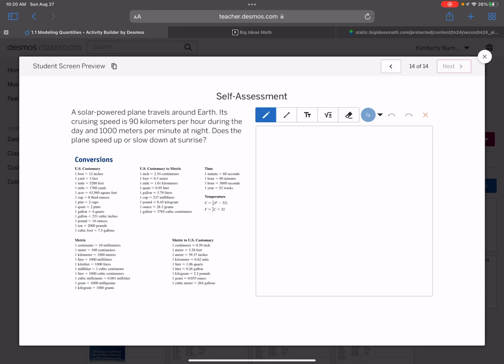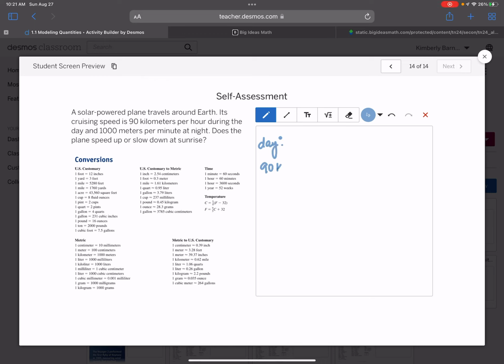Okay, and our last self-assessment problem. Again, pause, work on it, and then check your answer. Okay, a solar-powered plane travels around Earth. Its cruising speed is 90 kilometers per hour during the day and 1,000 meters per minute at night. So we're comparing. I'm just going to switch the day over to the night.